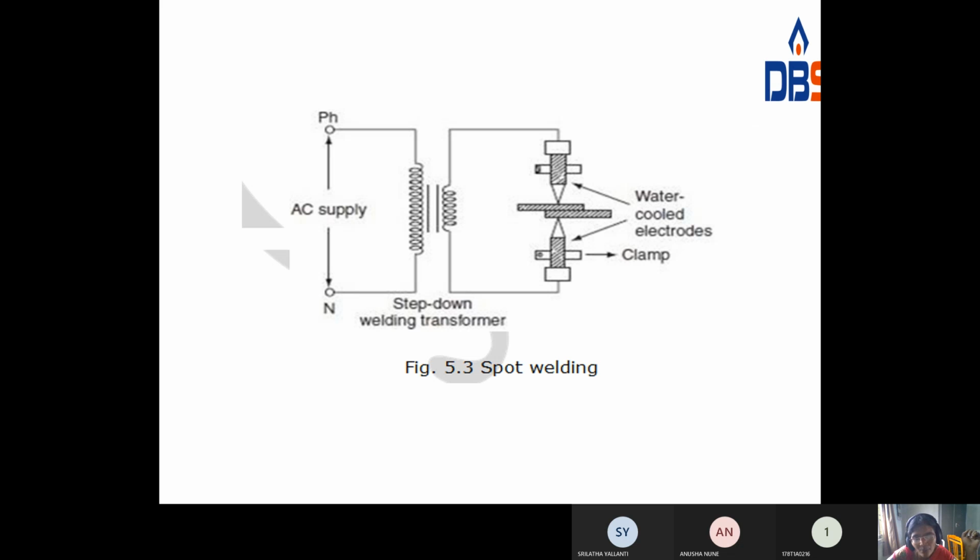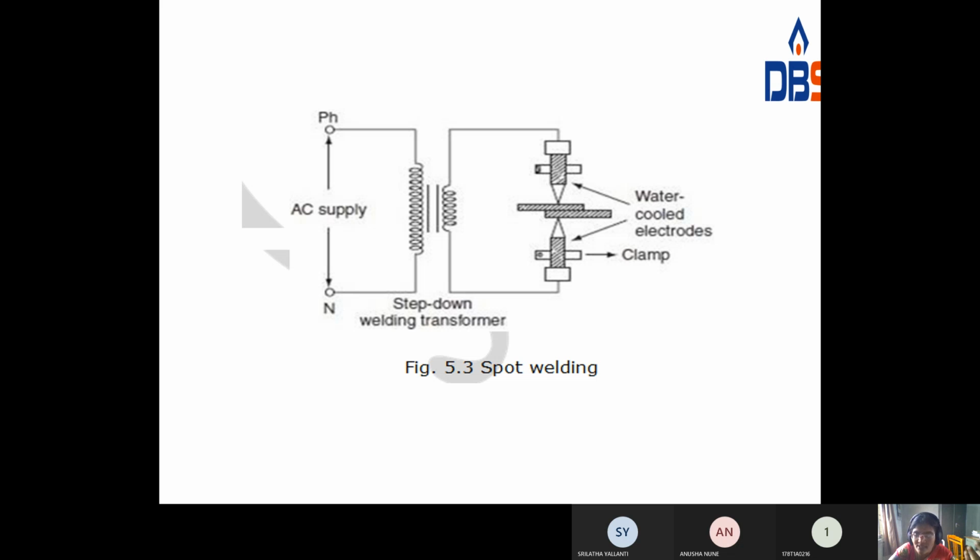See here, you have to take the two metal plates which are to be welded, and these two are placed between two electrodes. One is a fixed electrode and the other is a movable electrode. Whenever you give the AC supply to the primary, the current is automatically passed to the secondary. At that time the current passes to the electrodes, which produce heat, and at that particular spot these two metal plates will be welded.